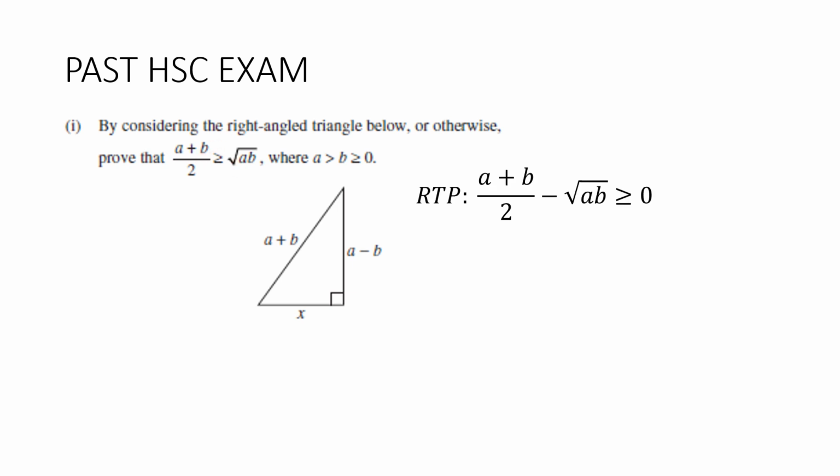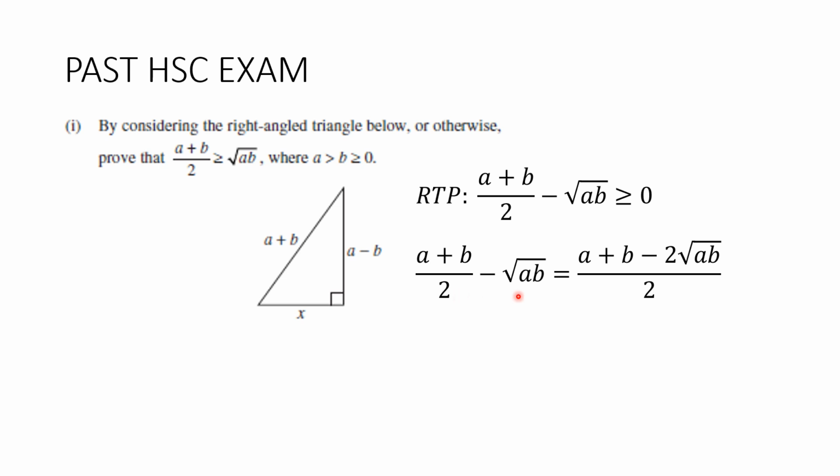side and writing a required to prove statement. I want to prove that (A plus B) all over 2 minus the square root of AB is greater than or equal to 0. Okay, let's start with the left-hand side. (A plus B) all over 2 minus the square root of AB. Making a common denominator of 2, I end up with this. Now this is actually the square root of A minus the square root of B all squared.